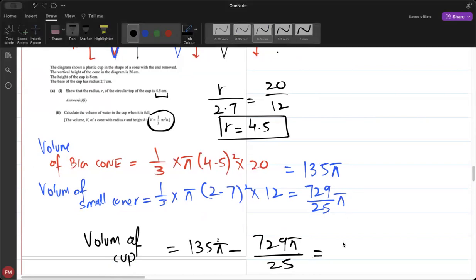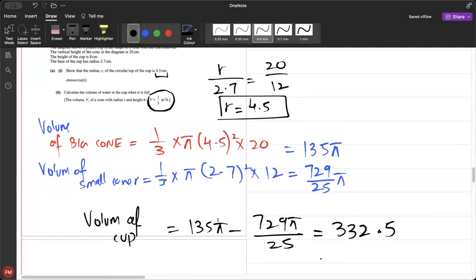This ends up giving, now I can convert this into a decimal number. So this would come out to be 332.5. But I know that my answers are always meant to be written correct to 3 significant figures. If that's the case, then I can round this off to 333. That's the answer over here.